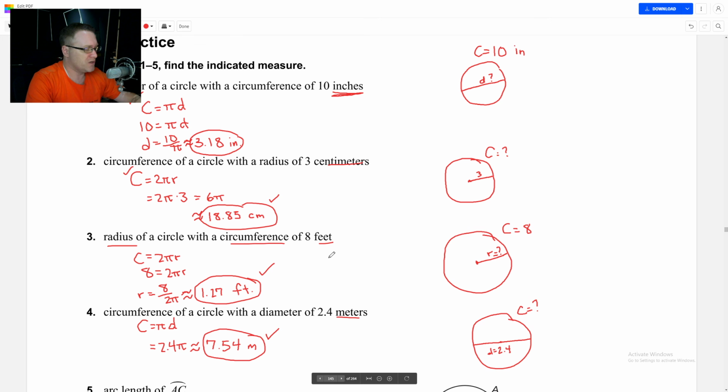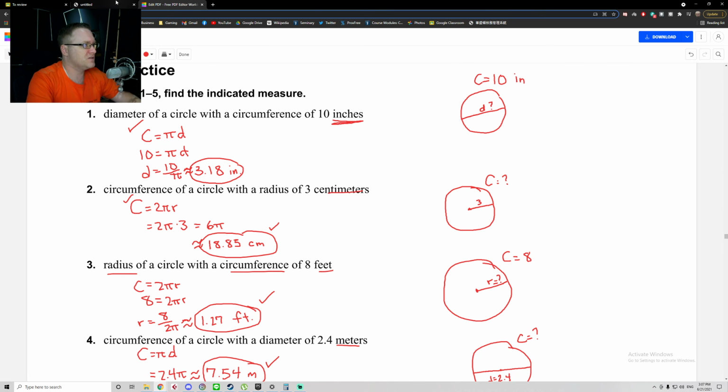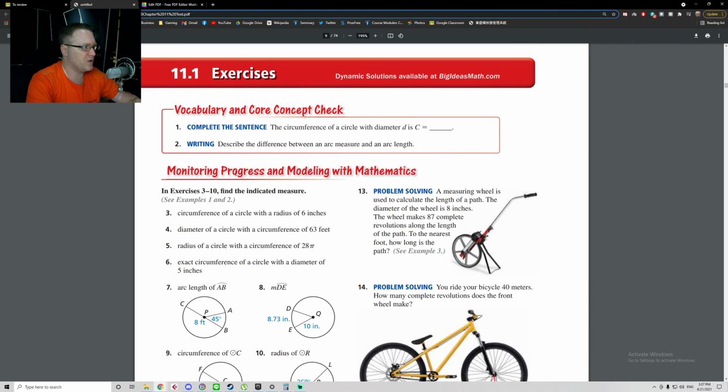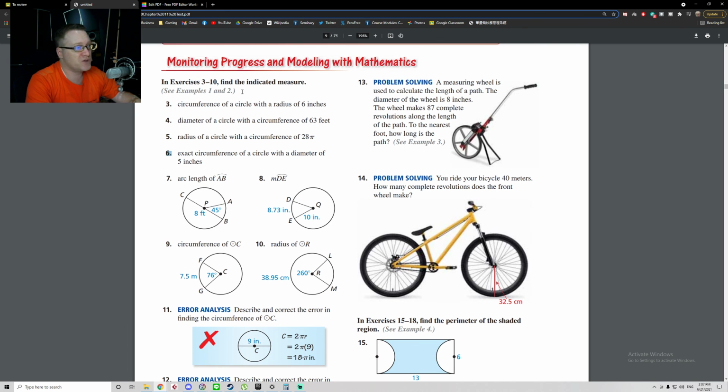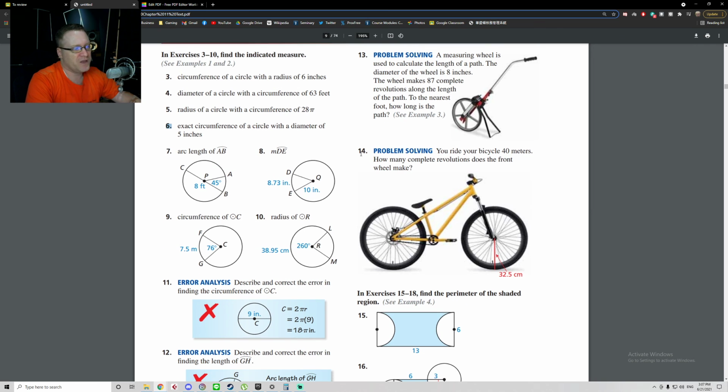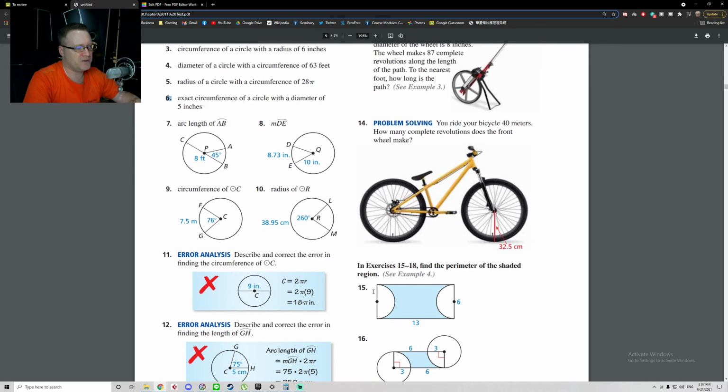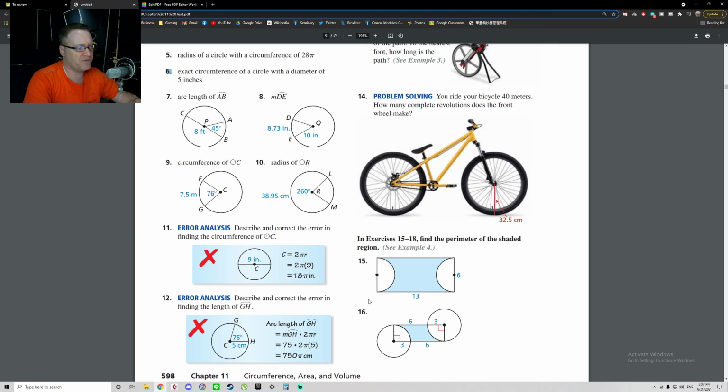Now, your homework for today is going to be in your books in section 11.1. We're going to do a very short homework. We're going to do number 3, 4, 5, 6. Those ones are very easy, just like what we did. They tell you the radius or the circumference or the diameter, and you have to find something else. Easy. And then I'm going to give you one problem that's a little bit more difficult, but not very difficult. I want you to do number 15.